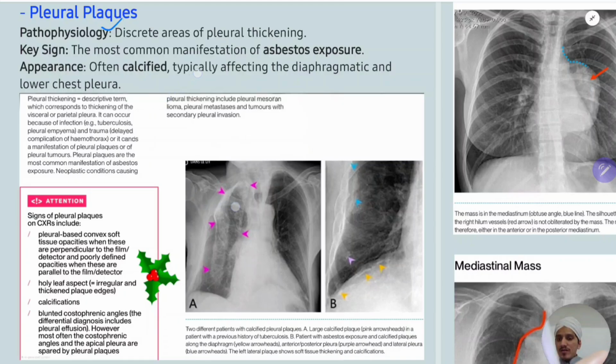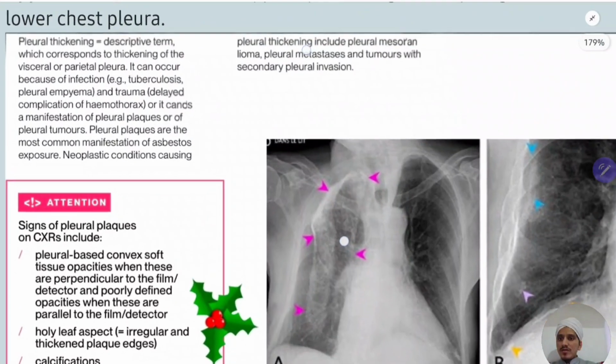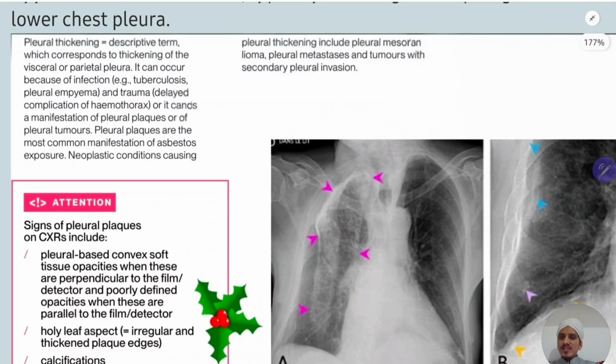Okay. So we will see now pleural thickening, which corresponds to thickening of the visceral or parietal pleura. It can occur because of infection like tuberculosis or pleural empyema, pus in the pleural cavity, or trauma, complication of hemothorax, or it can be a manifestation of pleural plaques or of pleural tumors. Pleural plaques are the most common manifestation of asbestos exposure. Neoplastic conditions causing pleural thickening include pleural mesothelioma, pleural metastasis, and tumors with secondary pleural effusion.